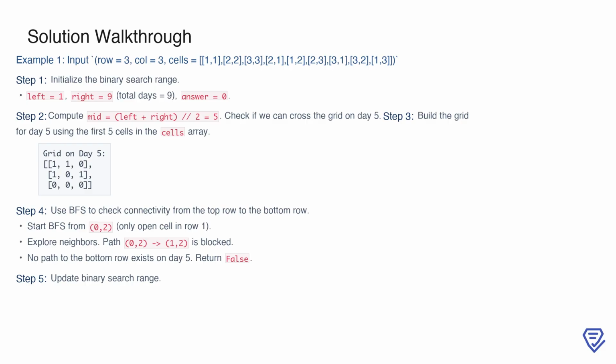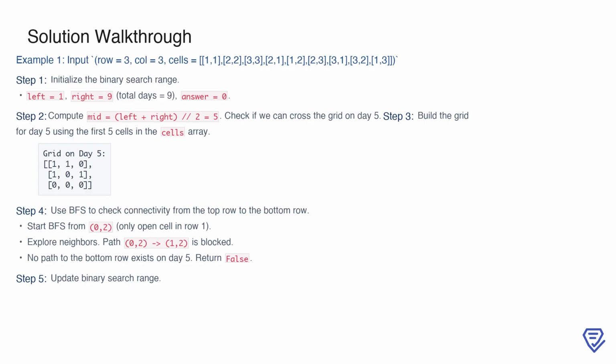To evaluate whether crossing is possible on day 5, we construct the grid using the first 5 cells from the input. The resulting grid has blocked cells marked as 1 and open cells as 0. On day 5, the grid looks like this: the top row has 2 blocked cells, the middle row has 1 blocked cell, and the bottom row is fully open.